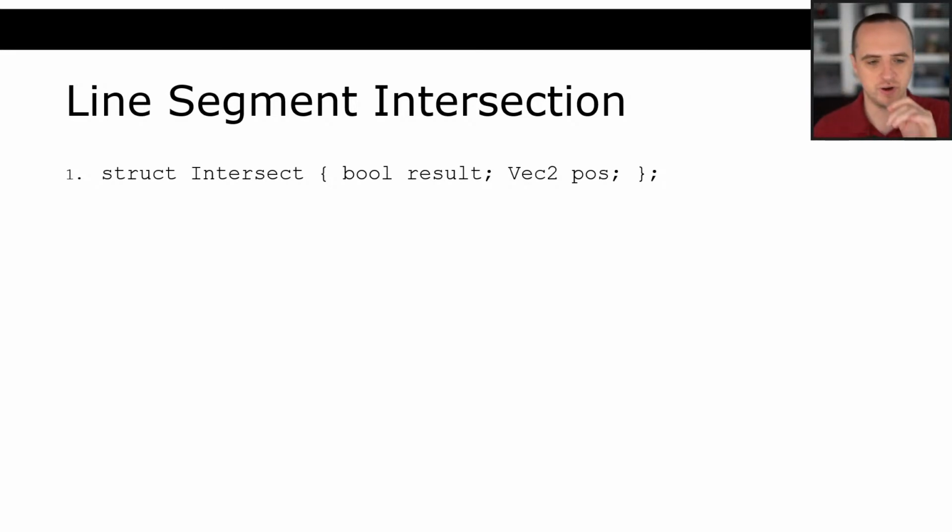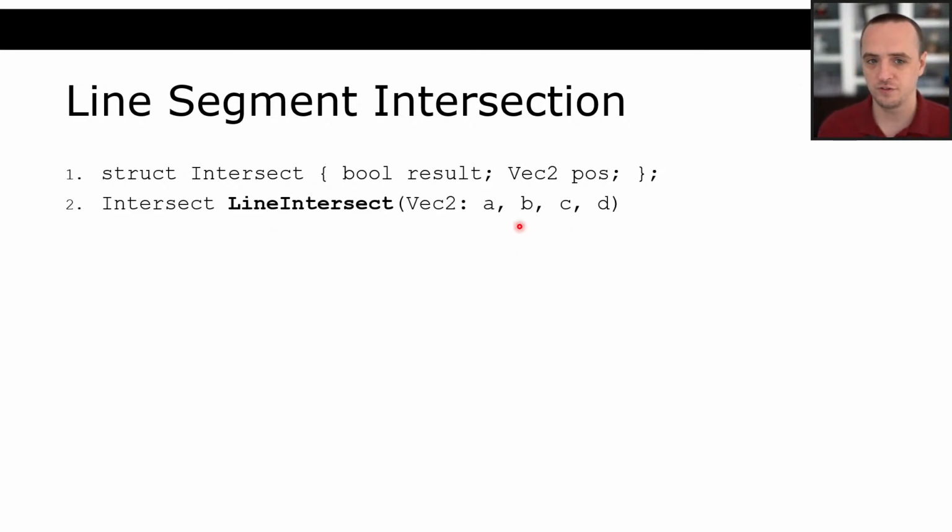So we're going to have a little struct here, and a struct is just like a class, remember? So that's going to store a Boolean result. This result is going to be if there is an intersection. And then if there's an intersection, we're also going to store the position of that intersection. So the result of our calculation of the function line intersect isn't going to be just a position, and it isn't going to be just a result. It's going to be a result and a position.